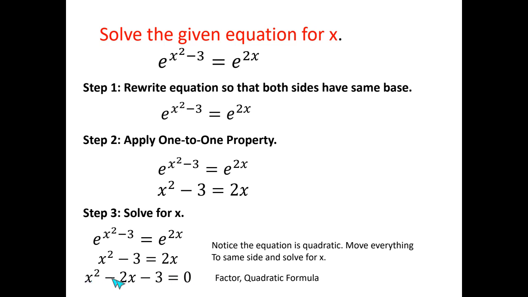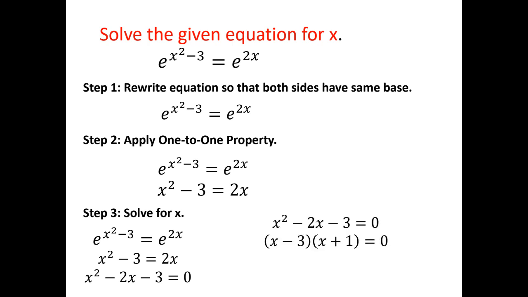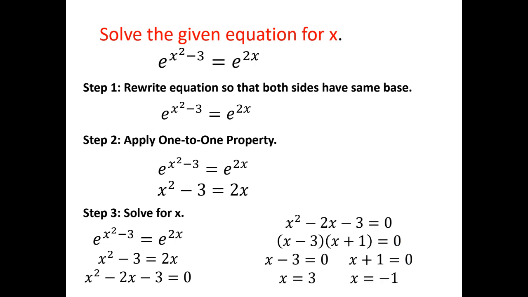Since this is quadratic, we have some options. We can factor, or we can use the quadratic formula. I always like to try to factor to see if it's factorable, and in this case, it is. So we have x minus 3 times x plus 1 is equal to 0. We can set each factor equal to 0. So x minus 3 is equal to 0, x plus 1 is equal to 0. So we end up with x equals 3 and x equals negative 1.